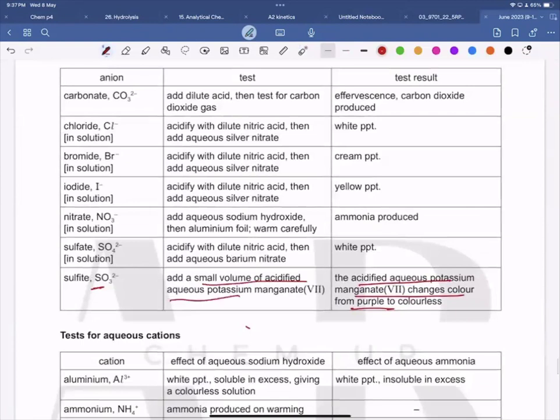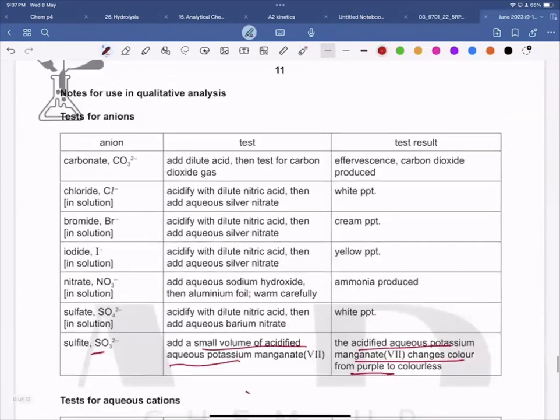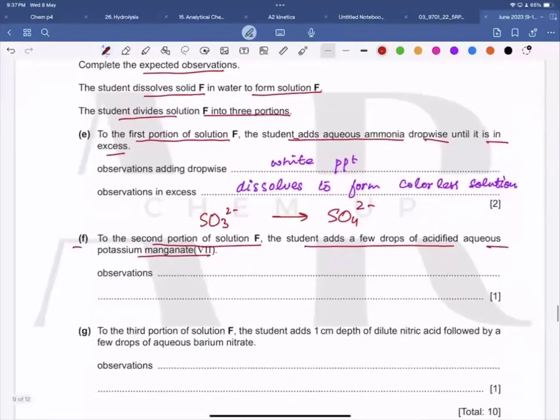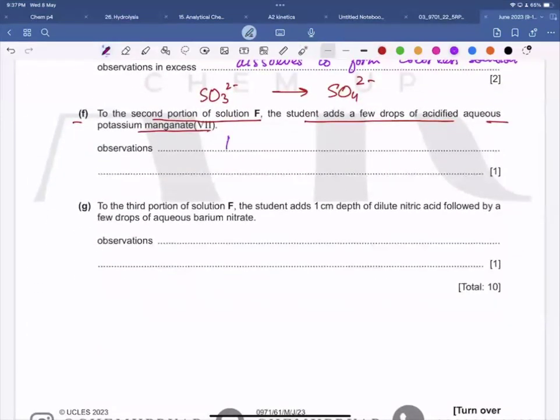Add a small volume of acidified. What will be the observation? Changes color from purple to colorless. Very good. So I am going to write over here observation: purple to colorless.